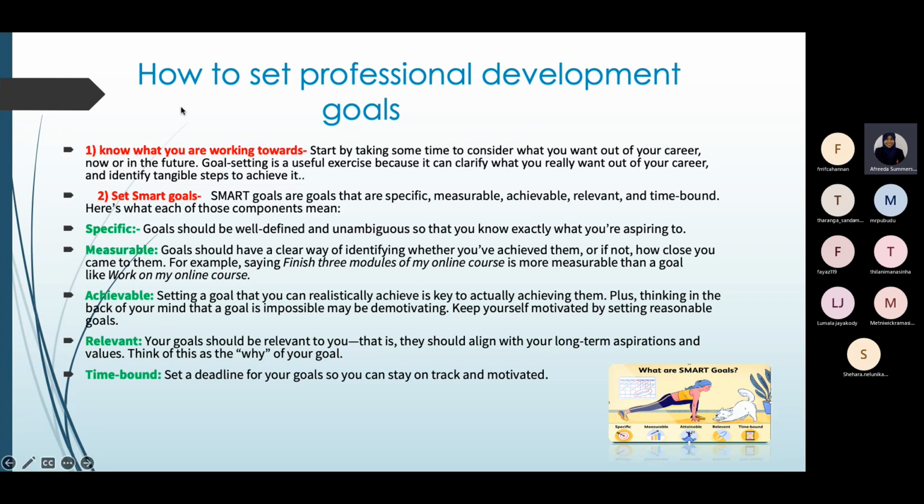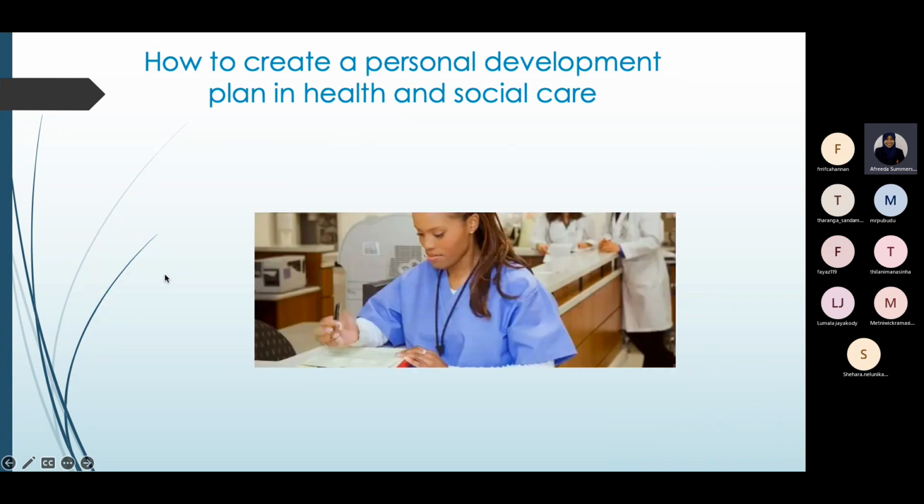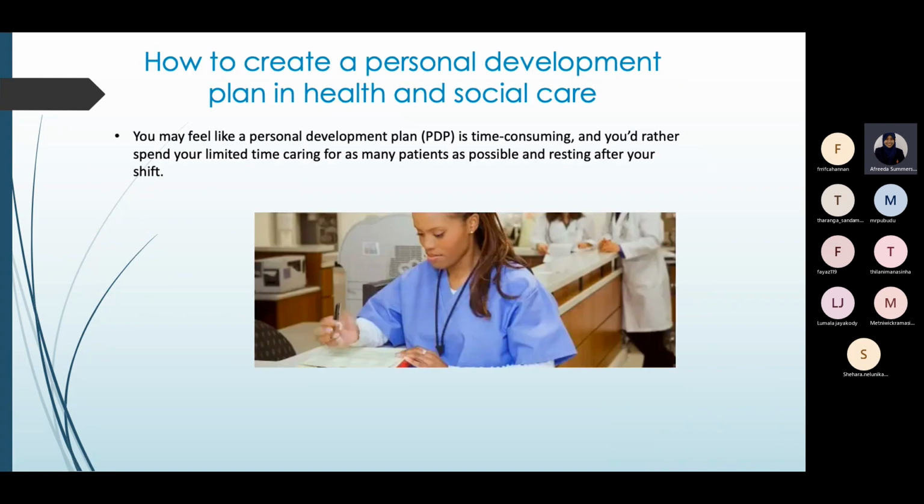So when you are setting a professional development goal, try to make sure to be as specific as possible, as measurable as possible, achievable, relevant, and time bound. So these are very, very important, right? And then how to create a personal development plan in health and social care. This also we spoke about, right? All of us will feel, like I said, burned out, or you will feel worn out.